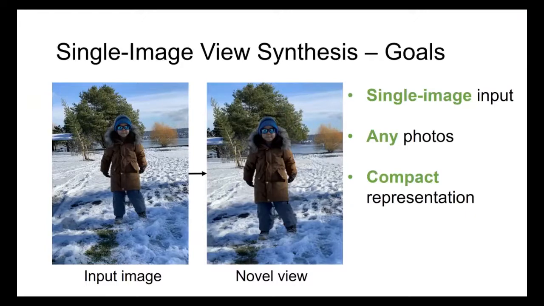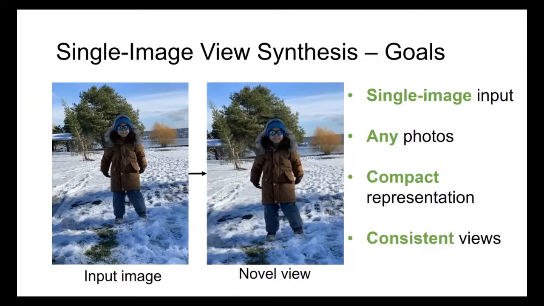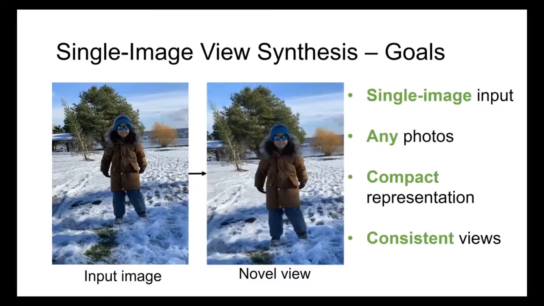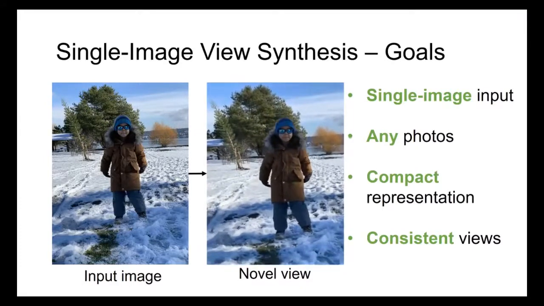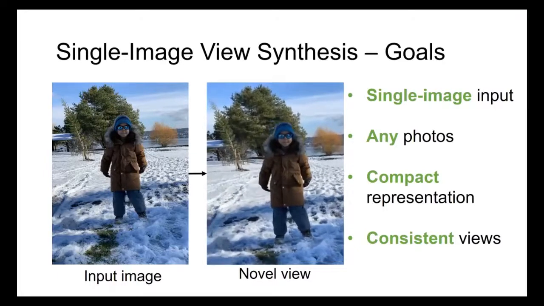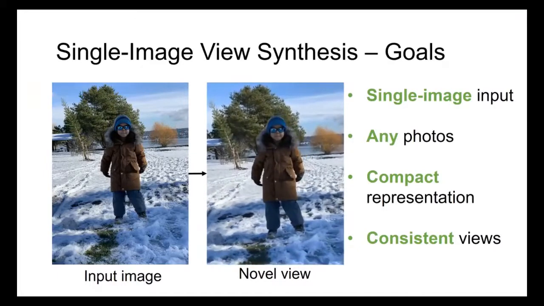We also want to have a compact representation so that we can efficiently render the image on low-resource devices, for example a mobile phone. And the last goal is that we want to have consistent viewpoints. What does that mean? It means that when I render the novel view, all the disocclusion will come out in a consistent manner. So we hope that our project hits all of these goals.